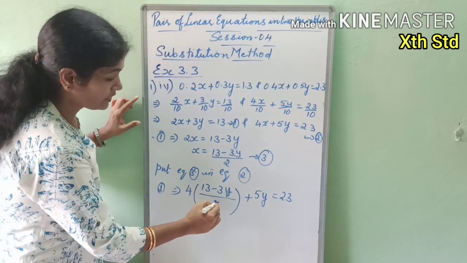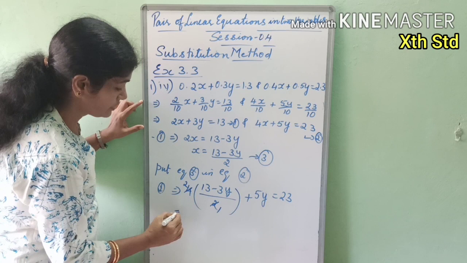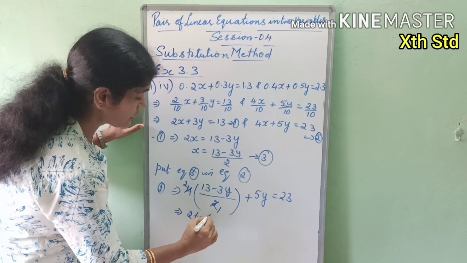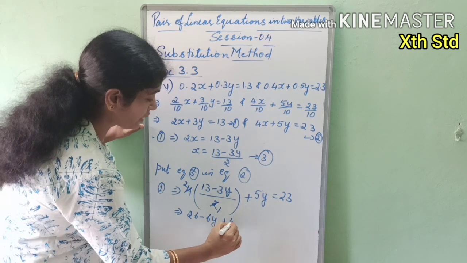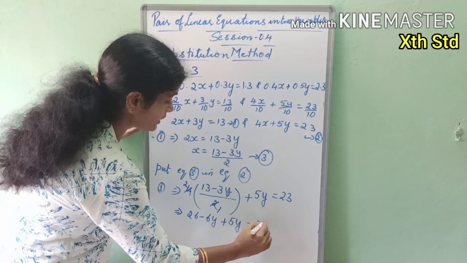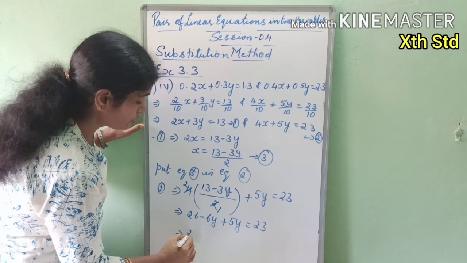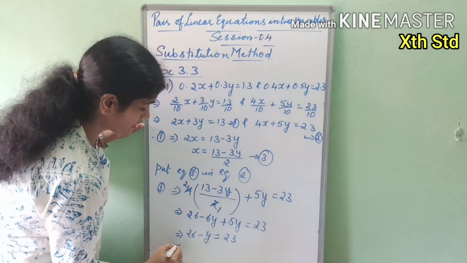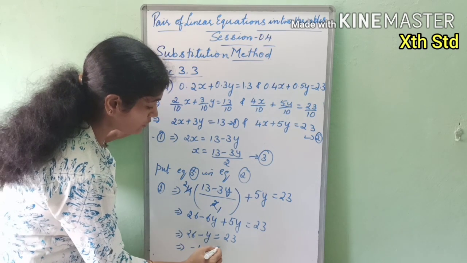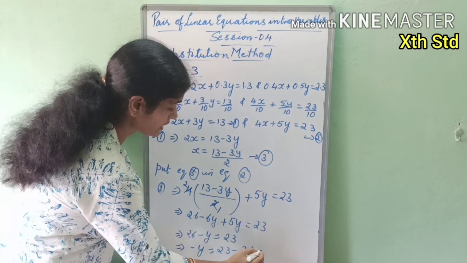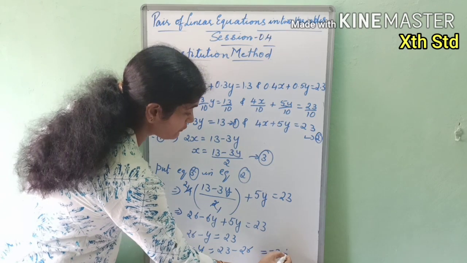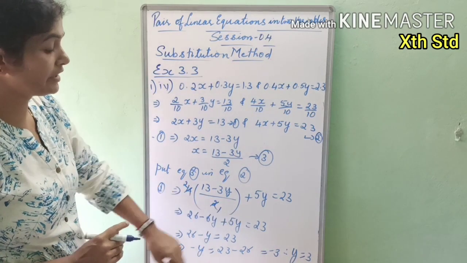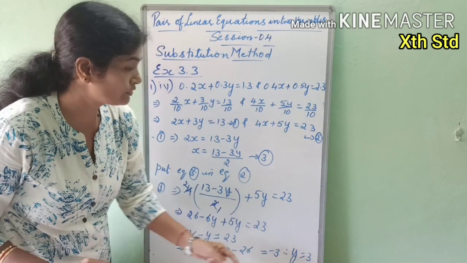Solve it. 2 1s are 2, 2 2s are 4. Simplify. 13 2s are 26 minus 2 into 3 is 6y plus 5y equal to 23. 26 minus y is equal to 23. So this implies minus y equal to 23 minus 26, that is minus 3. Therefore, y equal to 3. One variable we have got, y is equal to 3.